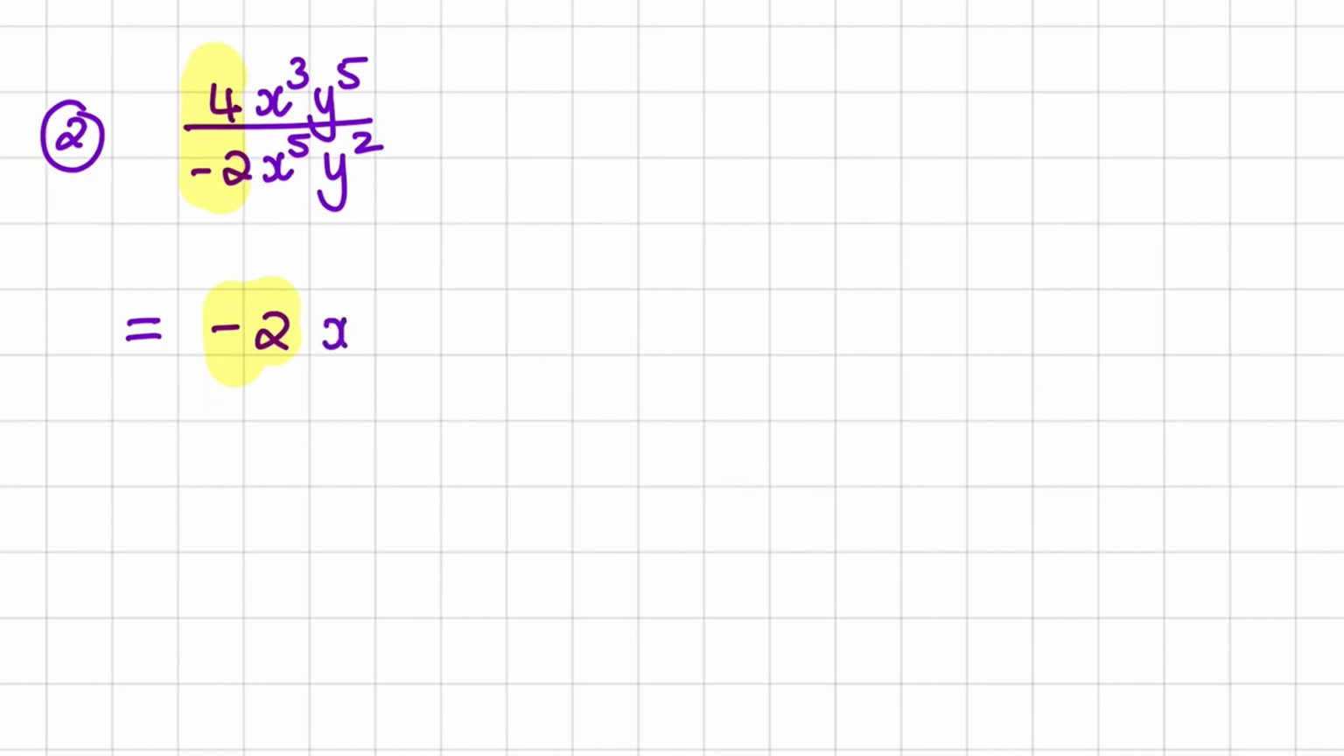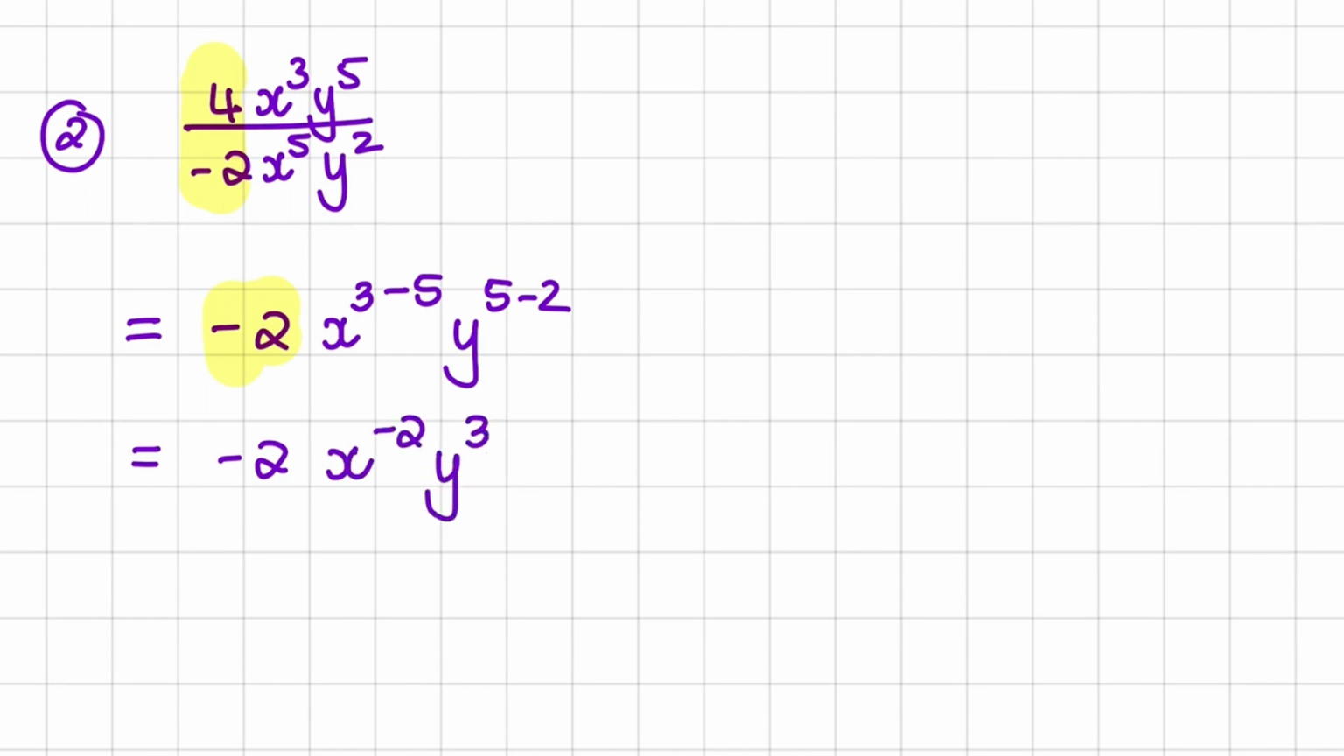Now I am done with 4 and 2. So let us move on to the exponents. So I have x to the power of 3, and I'm going to subtract 5 from it. So remember, the law says if the bases are the same and we divide, then we subtract exponents. The same goes for y. So I have y to the power of 5 minus 2. And if I simplify that, I have -2, x to the power of -2, y to the power of 3.